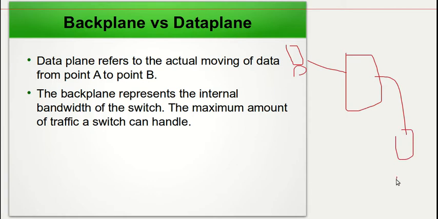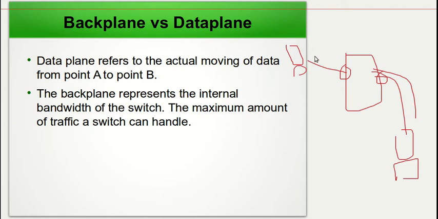Now the speed at which traffic is moved from point A to point B depends on the speed of the interfaces. So in this case, if this interface is 1000 megabits per second, but this interface is 100 megabits per second, essentially the data plane will only be able to move data at 100 megabits per second, because this interface can only move data at 100 megabits per second.